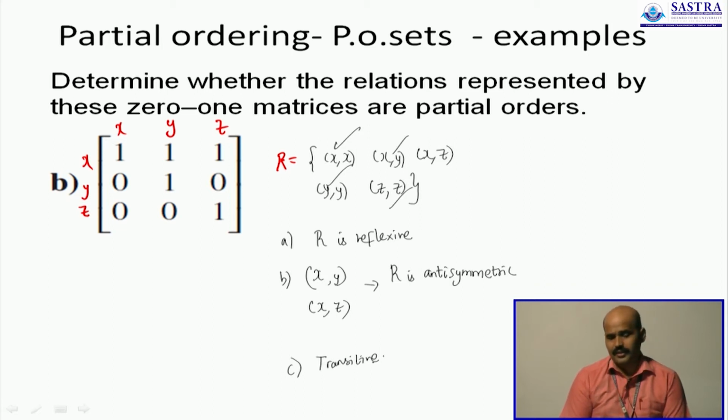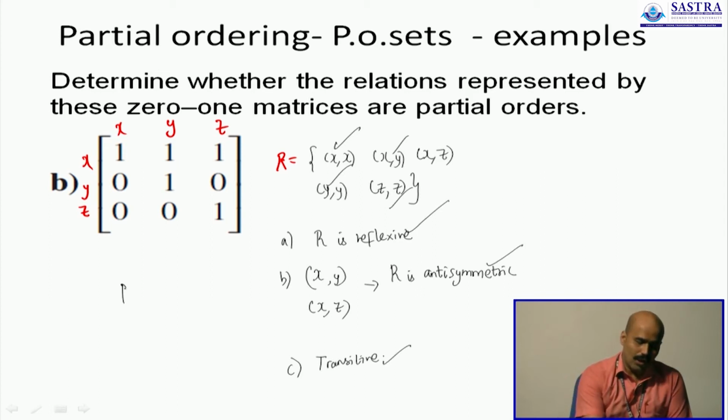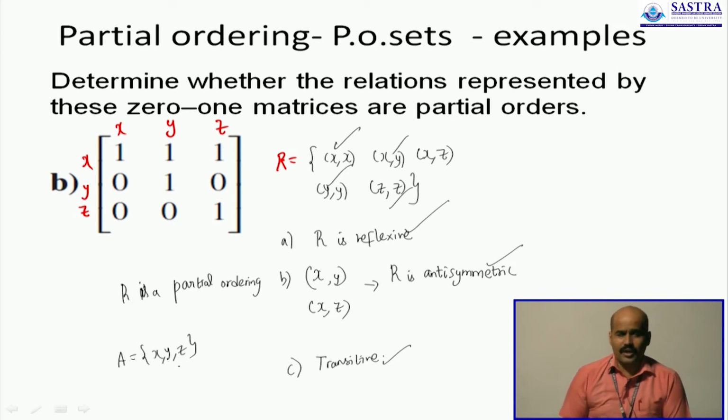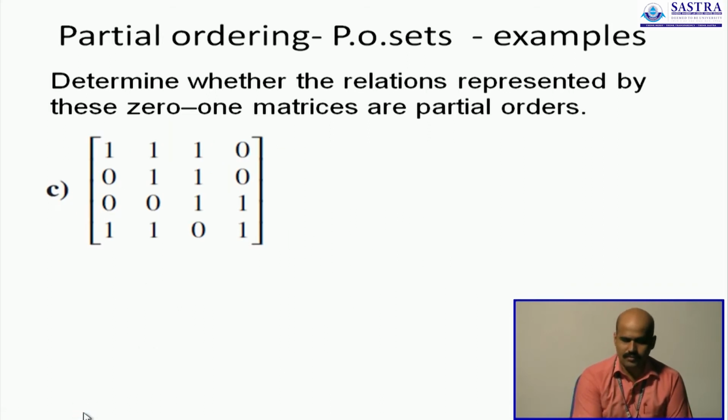R is in fact transitive. So we see that R is reflexive, R is symmetric, and R is also transitive. Therefore R is a partial ordering. And therefore the set that we considered, x, y, z, on which the partial ordering is defined, can actually be called a partially ordered set or a poset.